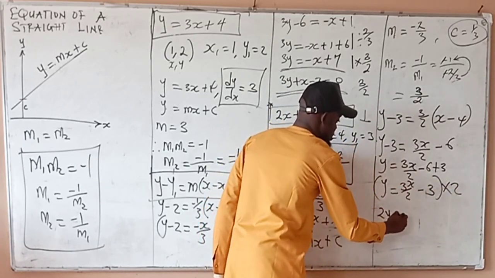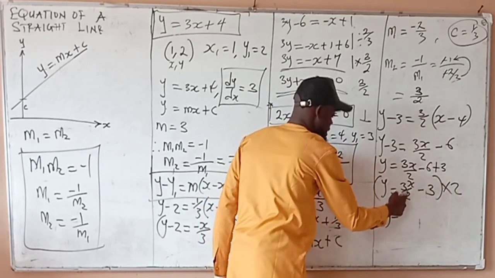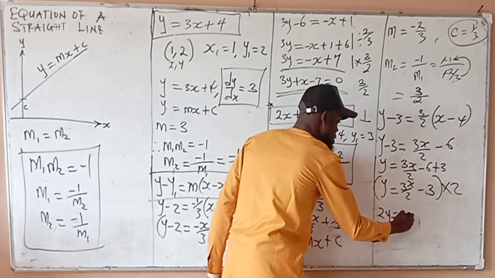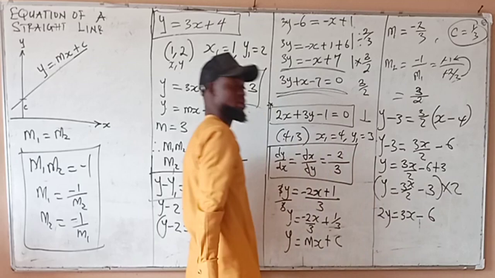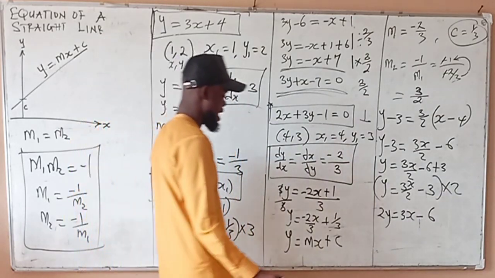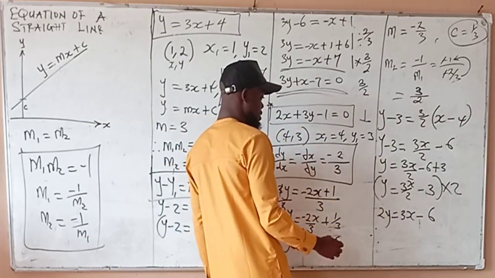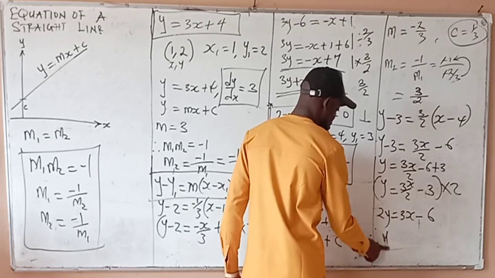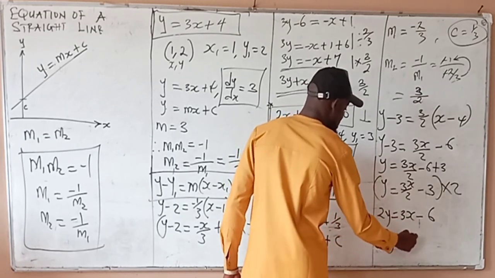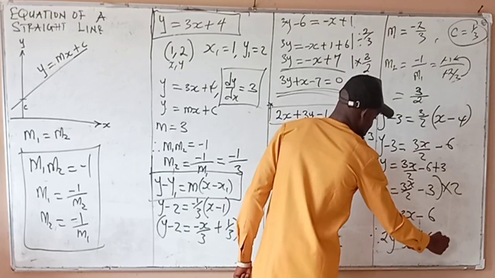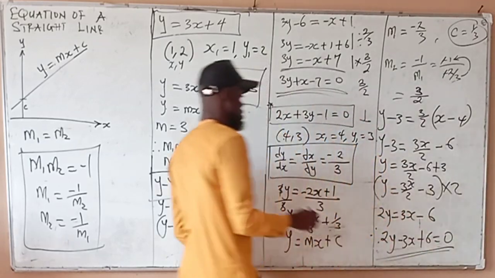2 times x, 2 times 3x over 2. We cancel 2, only 3x will be left. 2 times 3, that's minus 6. So that is what I'm going to have. Therefore, the equation becomes 2y minus 3x plus 6 is equal to 0. This is going to be the equation.